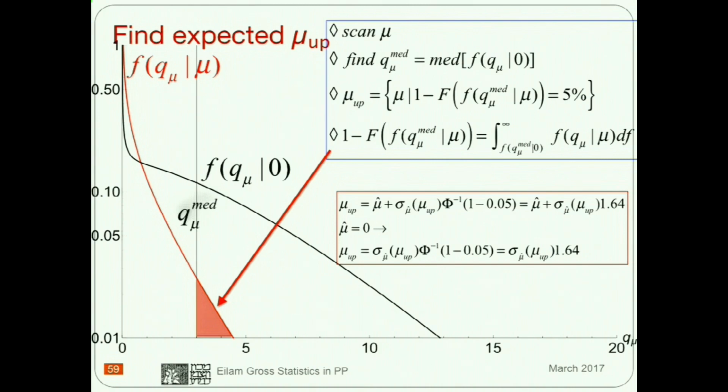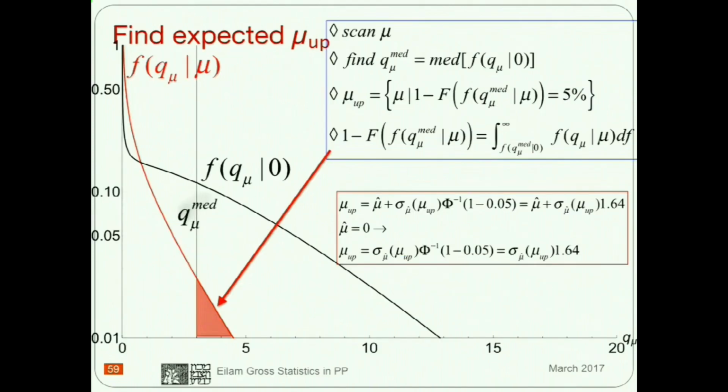So scan mu, find q mu median, which is the median of f of q mu under mu equals 0. Mu up will be all the mu where the area here under the null hypothesis is 5%. This is calculated by this integral here, which is the area here. Asimov tells us that for the expectation, the alternative has mu hat equals 0. So mu up is simply sigma of mu hat at mu up times 1.64. It's trivial to do.